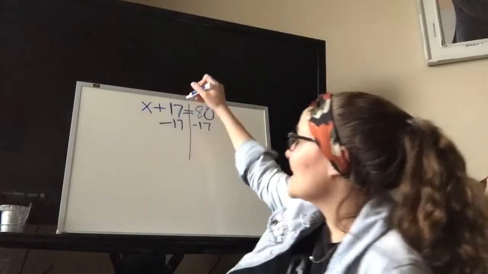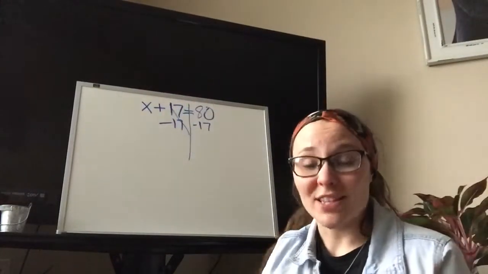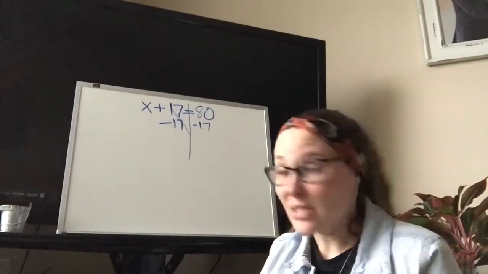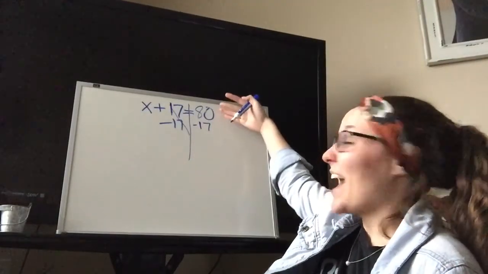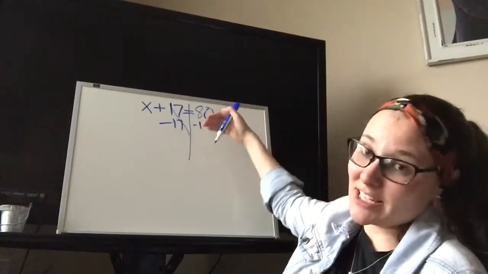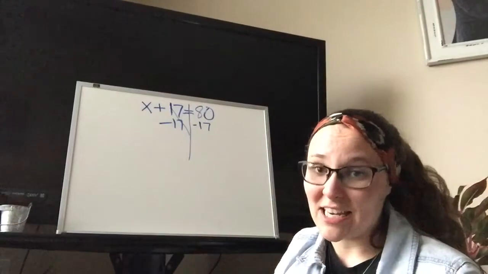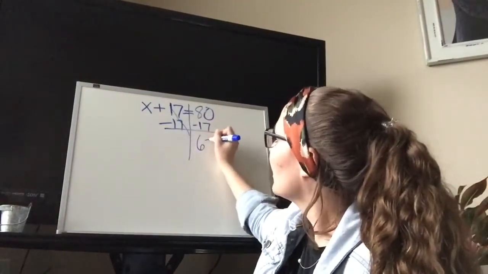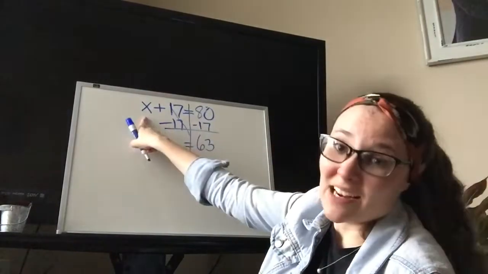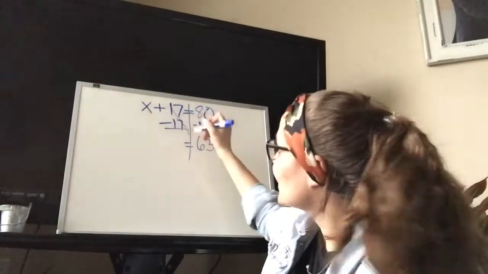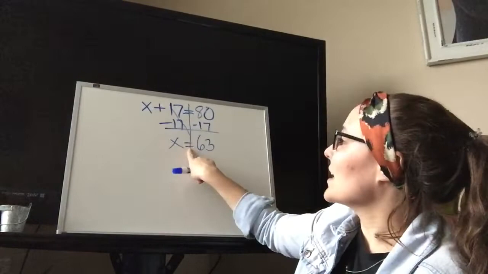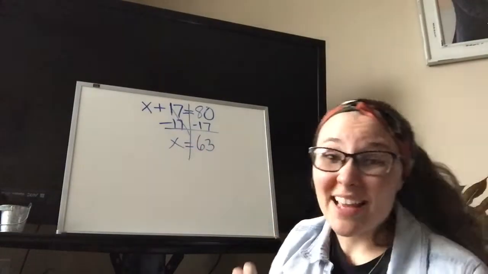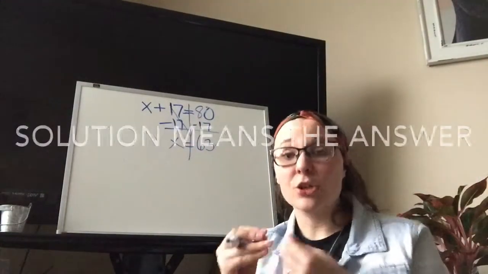So over here I can see that my 17s are going to cancel out. That's the whole point of using inverse operations. And then over here I now actually have to do 80 minus 17. What is 80 minus 17? 80 minus 17 is 63. And then on this side of the equation we're just left over with x. So we would say x equals 63. That is our solution. That is our answer to the problem.